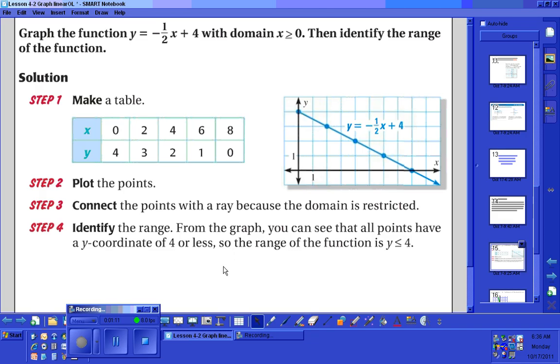So when you look at the range, we can see from the graph here that all of the points will be 4 or less, and we can say that the range of the function is y less than or equal to 4.